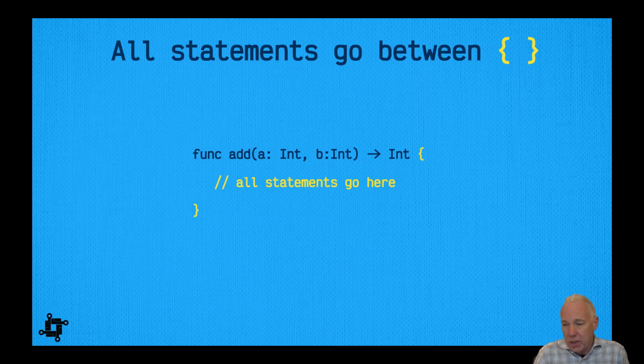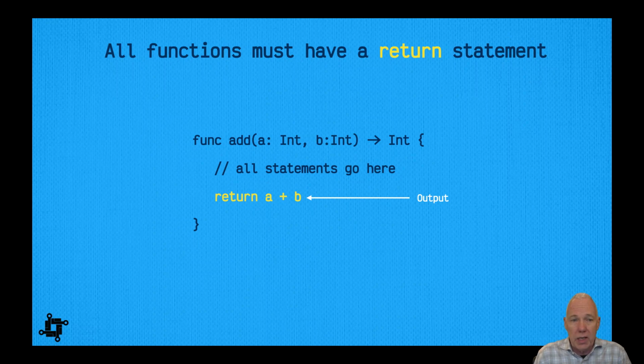Now, all statements in our function are going to go in these curly braces. So every function is always going to start out with an open curly brace, that's that left curly brace right there, and it's always going to end with a right curly brace. And wherever this starts and this ends, all of the statements that make up the function are going to go in the middle. They all go between those two curly braces. And that really is what we refer to as the scope of our function.